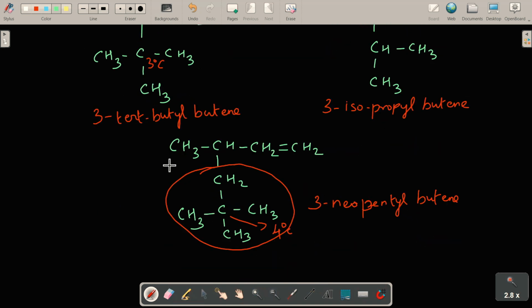Okay. When you see this compound, one of the hydrogens is replaced by a substituent, and this substituent is a neopentyl group because it has 1, 2, 3, 4 and 5 carbon atoms, and it is a quaternary carbon. So this group itself is a neopentyl group. So we write it as, in the 3 position the substituent is attached, so it is 3-neopentyl butene. I hope you understand this concept.